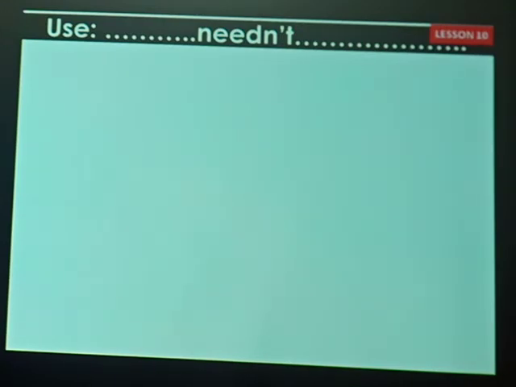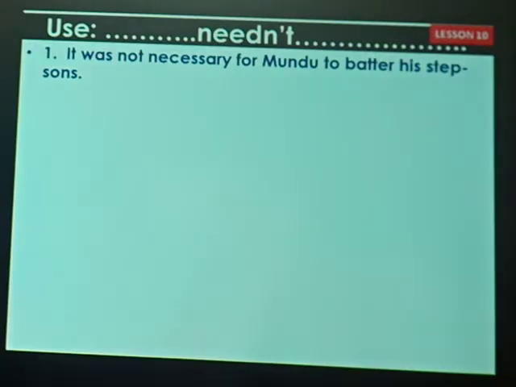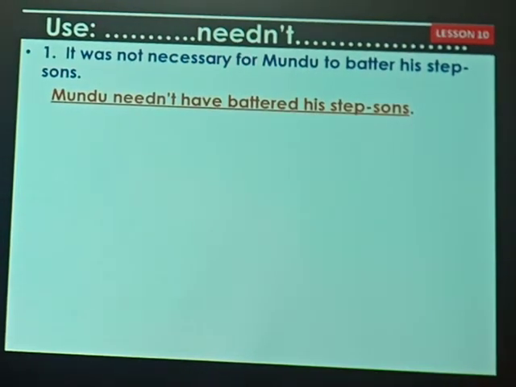We proceed. Let's apply this. Having learned that, let's apply needn't as we blame people. The first example is, it was not necessary for Mundo to batter his stepsons. Meaning that Mundo battered his stepsons. But it was not necessary. So what do we do? When you're told to use needn't in this case, you will have to blame. Automatically, was shows the completion of the action. Meaning that we have to blame Mundo. Remember, the doer at this point is Mundo. So we shall say, Mundo needn't have battered his stepsons.